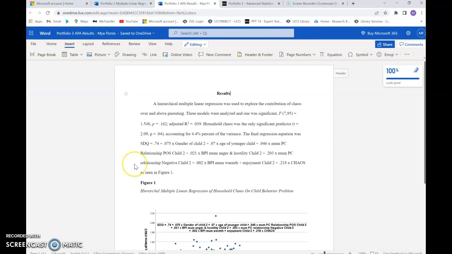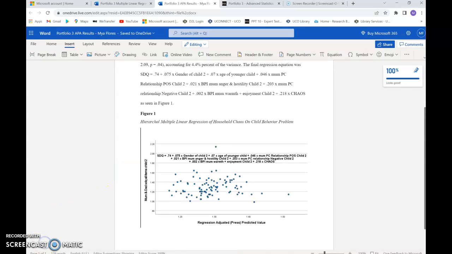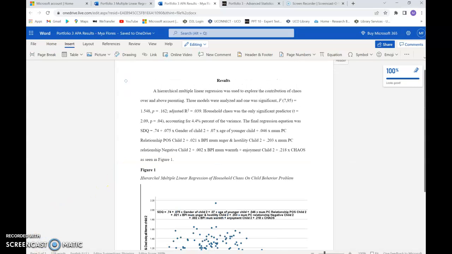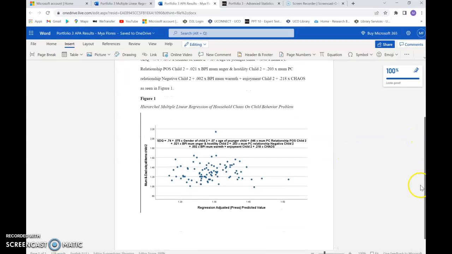Here are my results for the hierarchical multiple linear regression. As you can see, again, I mentioned model 3, which was significant, and that household chaos was the only significant predictor, and I included the final regression equation. And here is my figure showing the hierarchical multiple linear regression of household chaos on child behavior problem.